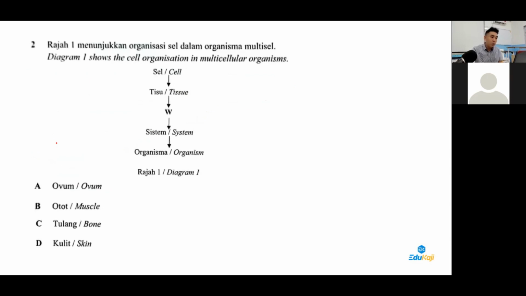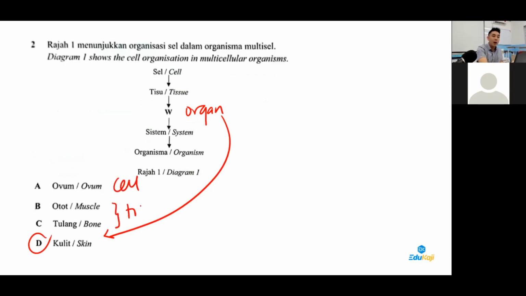Now, question 2, cell, tissue, organ. Example of organ include skin. Now, ovum is actually a cell, while the other two are tissues. Muscle tissue, bone tissue.